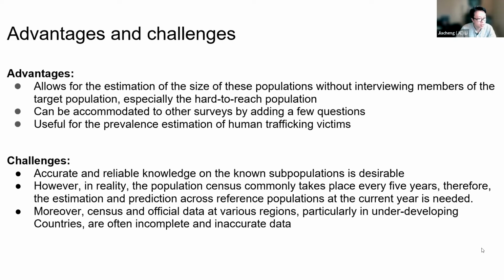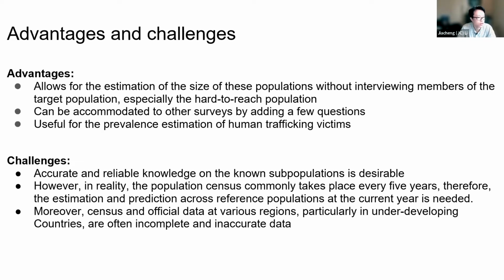However, in reality, the population census commonly takes place only every 5 years. Therefore, estimation and prediction of reference populations for the current year is needed. So we need to extrapolate. For example, if we only have administrative data from 2015, but the survey takes place in 2020, then we need to extrapolate the reference population from 2015 to 2020, and errors will occur.